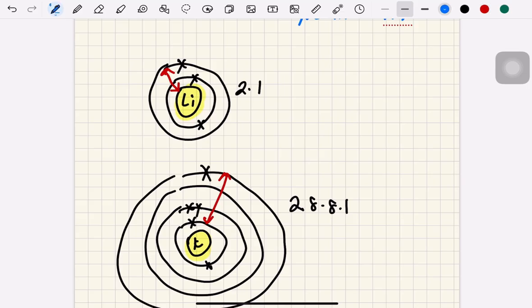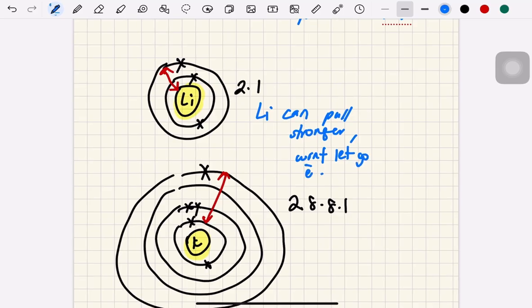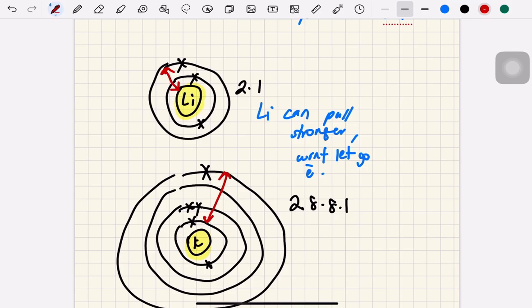Okay, so we can say lithium can pull stronger, like that. Can pull stronger, meaning it won't let go of the electron as easily, right? It won't let go of the electron. This is the concept, but don't write it like this, "won't let go of electron." Okay, so you write in chemistry words.